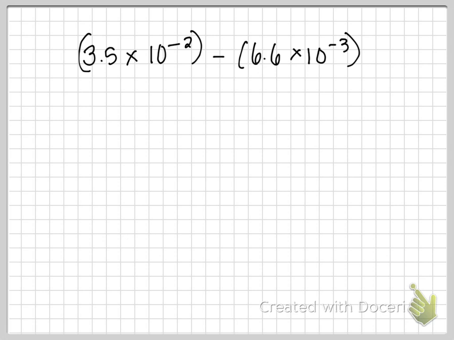3.5 times 10 to the negative second minus 6.6 times 10 to the negative third. A couple of things we're looking for. First, our operation: we're subtracting, which means we need to have the exponents in our powers of 10 be the same. Are they the same? No. Okay, so we're going to have to move the decimal in one of these to make it the same power. Okay?